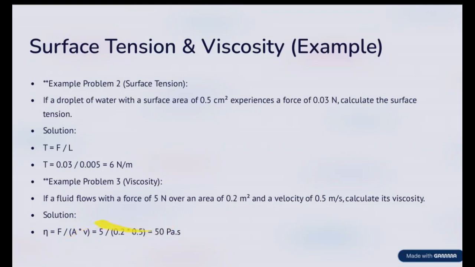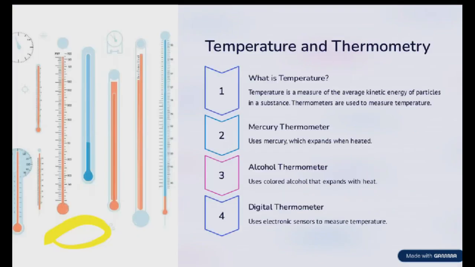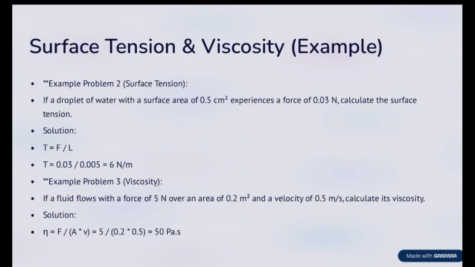Plugging that in, just checking here, we have area in meters, correct? Force in Newton, correct? Velocity in meters per second, yes. So it's good. We can use everything the same way they are. So plugging that into the equation, we have 5 over 0.2 times 0.5. So our final answer is 50 Pascal second. That's the final answer for our viscosity for this question.